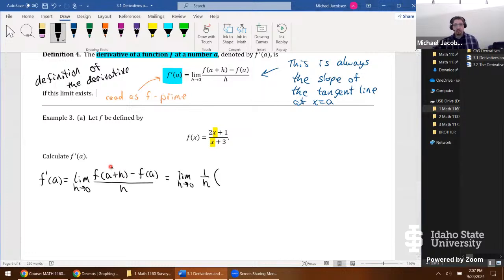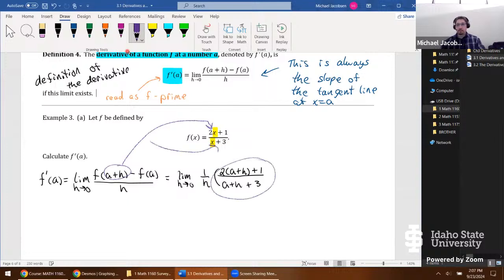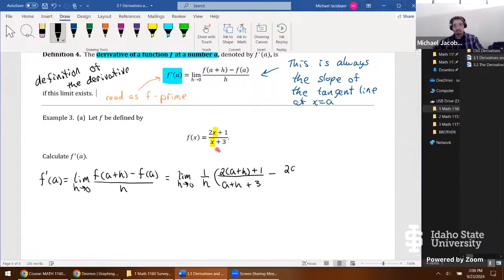And now this turns into 2a plus h plus 1 divided by a plus h plus 3. So all I've done is for f at a plus h, throw in the a plus h's there and there, and that's the result here. Next step, we just put in minus f of a, so here's the minus sign coming in. F at a is not so bad, that's just changing x to a literally, so we'll have 2a plus 1 divided by a plus 3. So that's our limit to take.